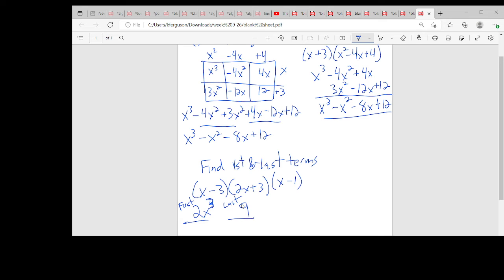First and last terms. It's number 5 on the review. So all I did was take all the terms with the variables, multiply them, and then all the terms with the numbers and multiply them. That's it. You understand what I'm saying, Prince, or no?